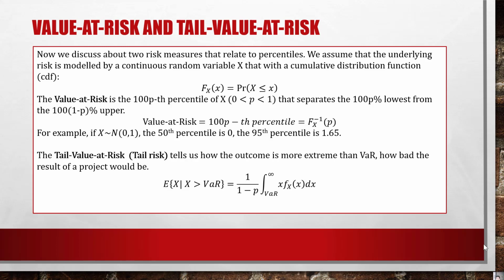Now let's look at the tail value at risk, or the tail risk. This tail risk tells us how much more extreme the outcome is than the value at risk, how bad the result of a project would be. So we basically take the average of the tail. It should be 1/(1-p) times the integral from the value at risk to infinity of x times f(x) dx.